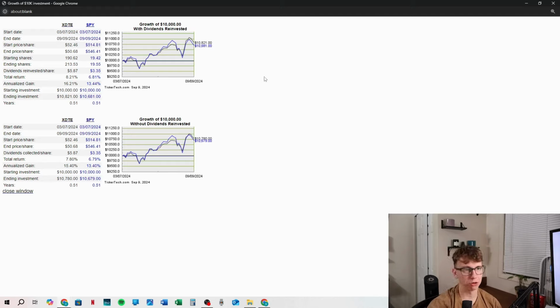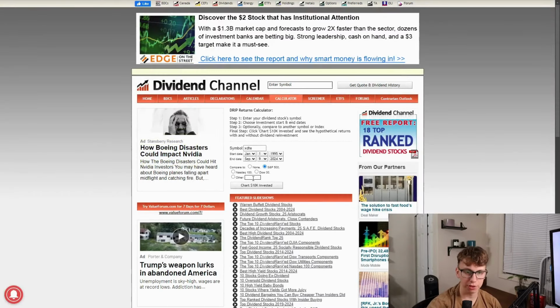We have seen a total return of 8.21% from XDTE with the dividends reinvested versus SPY with a total return of 6.81%. Now it's close, but that is because they've only compared since March. With dividends not reinvested, they're even closer with 7.8% for XDTE and 6.8% from SPY. So this is very interesting because even with dividends not reinvested, it still has outperformed, meaning it has been very, very solid.